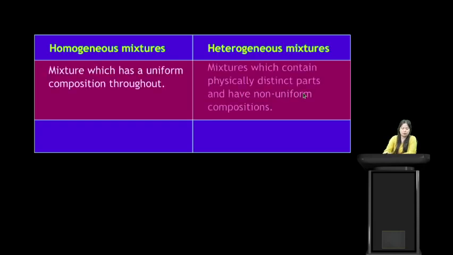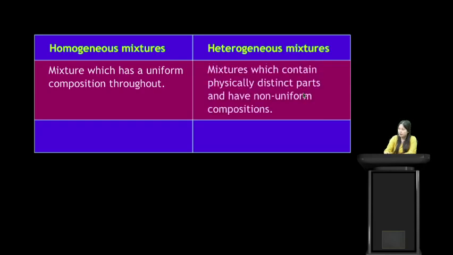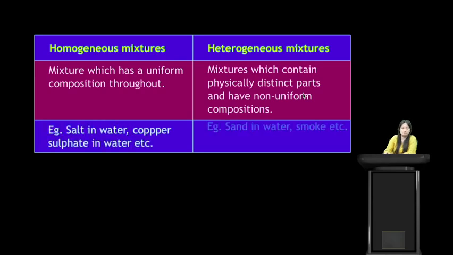So mixtures which have uniform composition throughout are called homogeneous mixtures, whereas mixtures which contain physically distinct parts and have non-uniform compositions are called heterogeneous mixtures. Examples of homogeneous mixtures include salt in water, copper sulfate in water, potassium permanganate in water. Examples of heterogeneous mixtures include sand in water, smoke and a mixture of oil in water. You can cite more examples of your own.